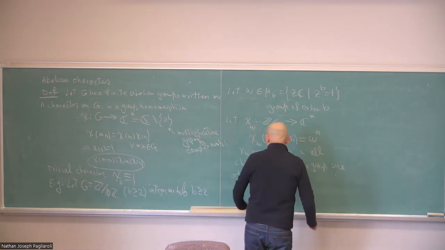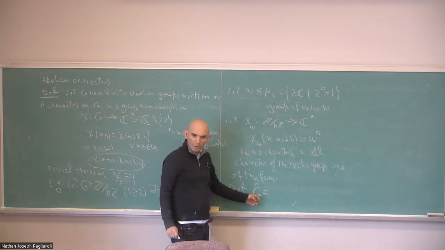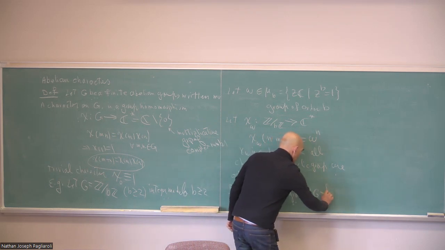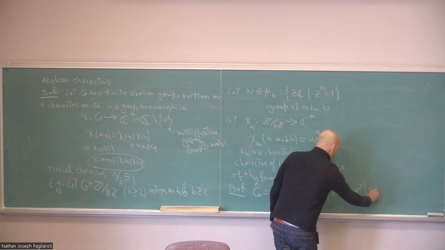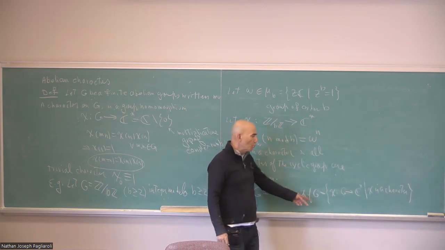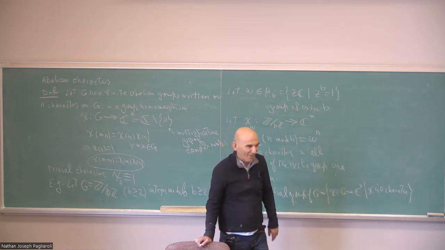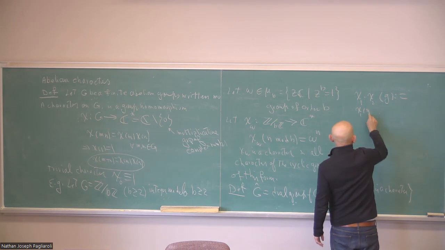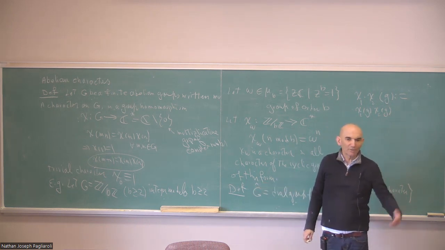There is a notation called the dual group, G hat. Again, I'm assuming G is a finite abelian group. The dual group of G is by definition the set of all characters of G. Now, if you have two characters, you can multiply them, so this is closed under multiplication: chi1 times chi2 of g is by definition chi1 of g times chi2 of g. So G hat is a group, again an abelian group.